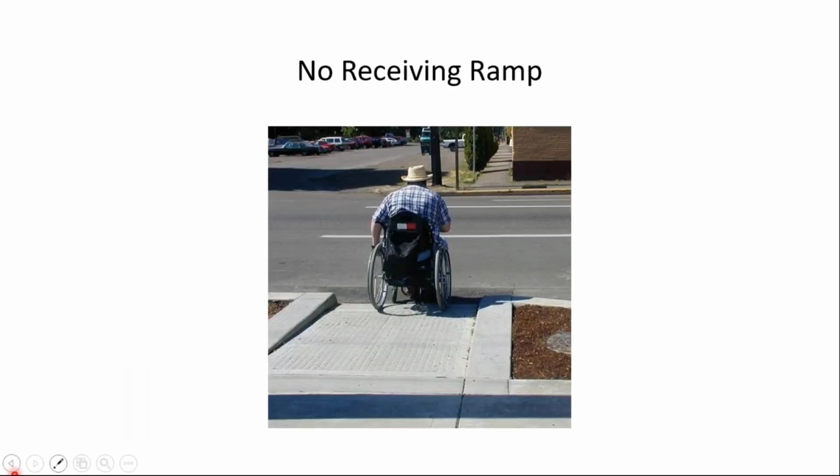No receiving ramp, no detectable warning surface either, but no receiving ramp over here. Remember, detectable warnings and ramps should be used in pairs. Someone can enter the street, and they need to be able to get back up onto the sidewalk. So that's a concern, and unfortunately, I see that, it's not uncommon.